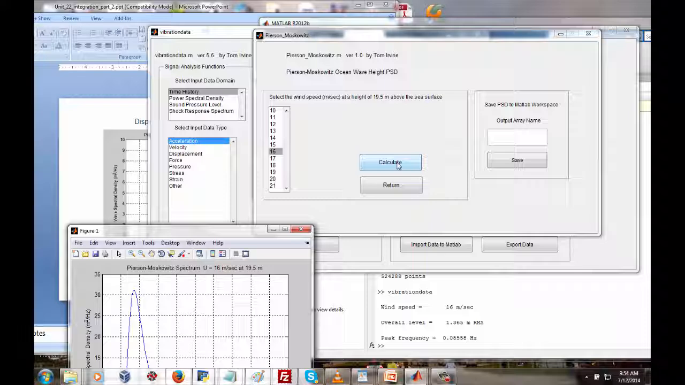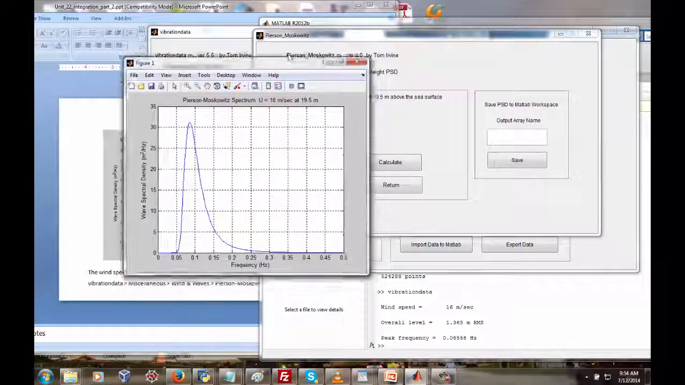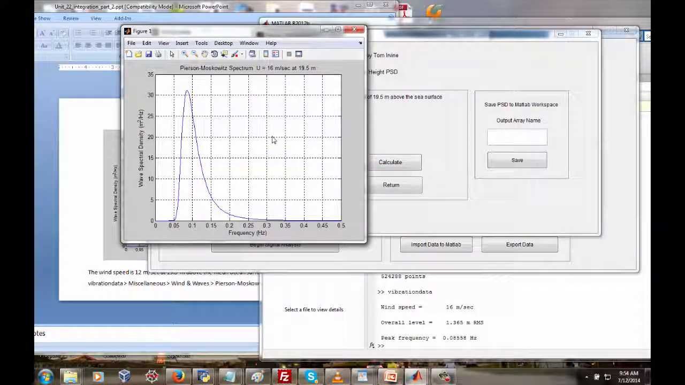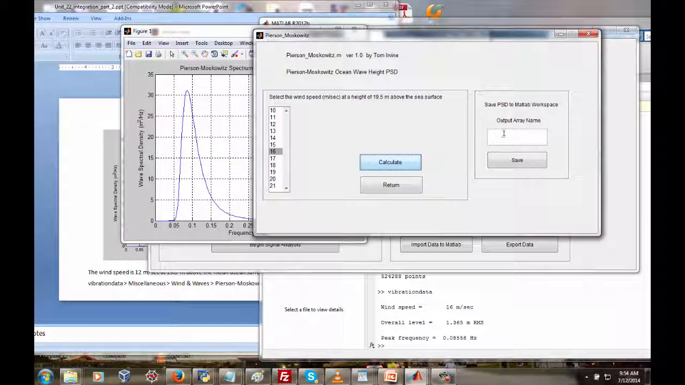So we calculate, and then we get our Pearson-Moskowitz wave height power spectral density function. Again, meters squared per hertz versus frequency in hertz. And I've duly noted the wind velocity. And then if we wanted to, we could output that PSD to the MATLAB workspace.